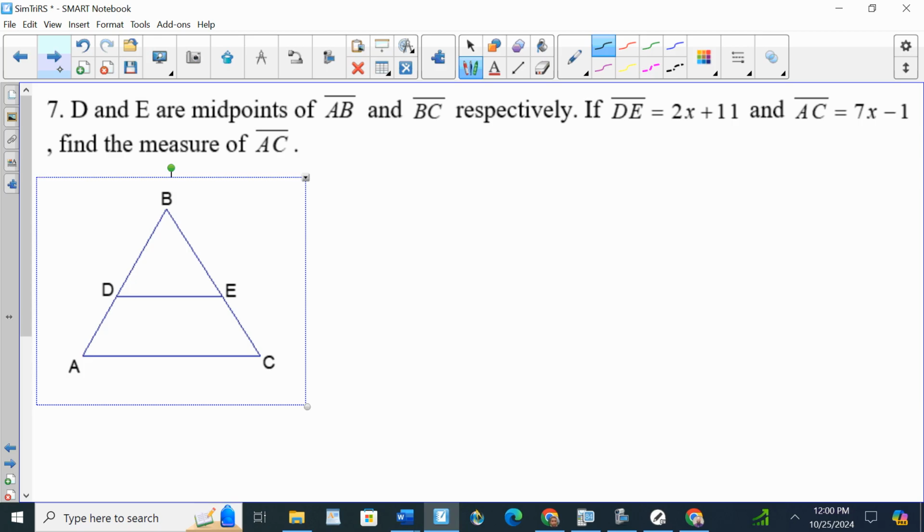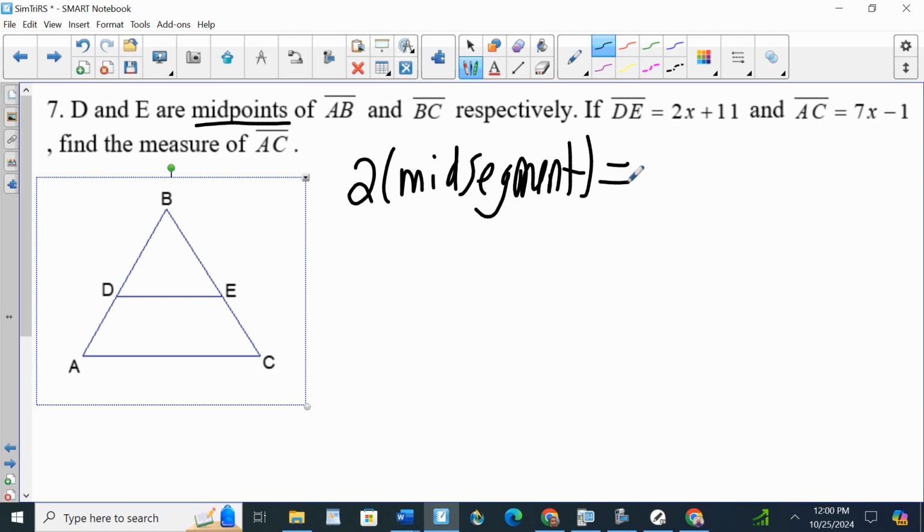Which brings us to midpoints. When I join the midpoints, 2 times the mid-segment is equal to the opposite side. That's the rule to use. A lot of little rules in this unit. I wouldn't say the lessons are hard. There's just a lot of little rules to know for each one, and there's a lot of lessons, so it's about practice.